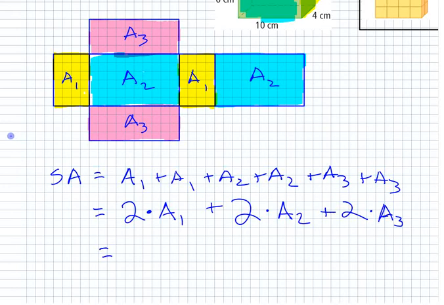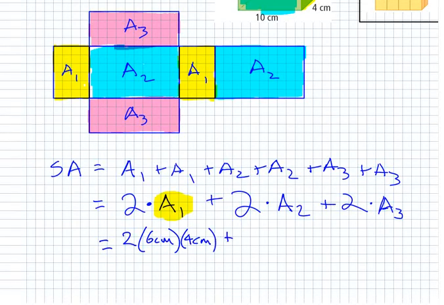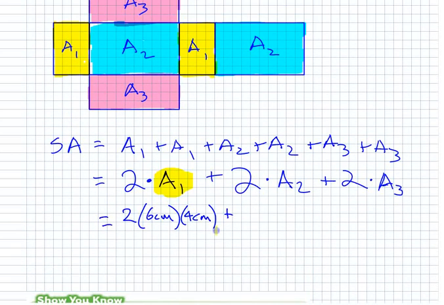Area 1 here. Area 1 is the yellow one. So we got 2 times this. I would put down here 2 times 6 centimeters times 4 centimeters. That's the yellow one. Okay? That's the yellow one here. We got 2 times that one. And then we got 2 times area 2, which is the blue one, right? 2 times the blue one. The area of the blue one you come up with as, how big was it again? It was 6 centimeters times how much? What are the dimensions of the blue one? 6 times 10.